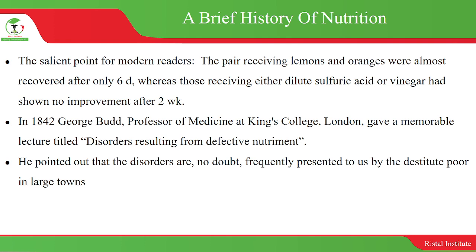In 1842, George Bird, a professor of medicine at King's College, London, gave a remarkable lecture titled Disorders Resulting from Defective Nutriment. He pointed out that these disorders are no doubt frequently presented to us by the destitute poor in large towns. These are people that had no knowledge of nutrition. They ate the way they liked. Some did not even afford some of the foods, and so they suffered from these nutritional deficiencies.